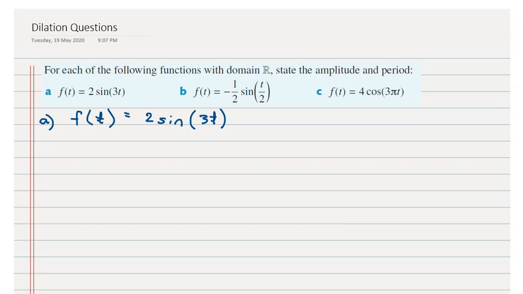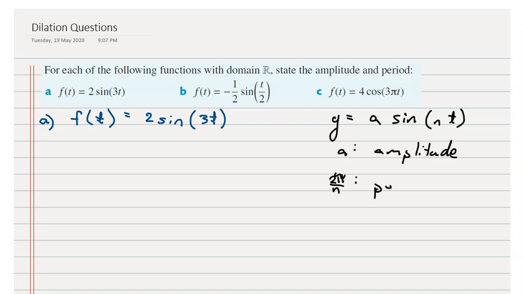Now for this function, we don't have to graph it, we just want to know what is the amplitude and what is the period. So recall our general form for sine functions: a sine nt, where a is the amplitude and n, or rather 2 pi over n, gives our period.